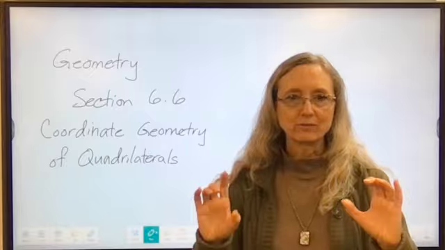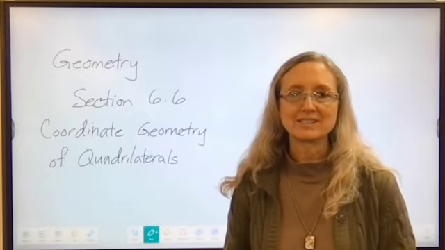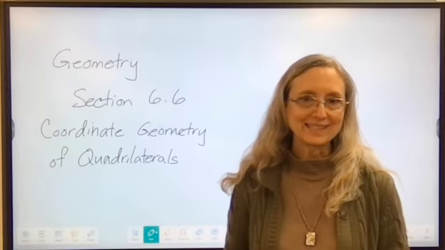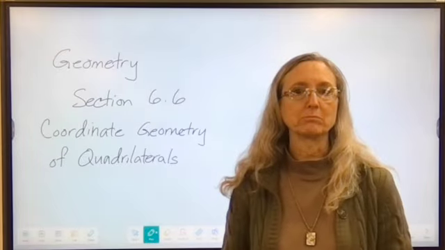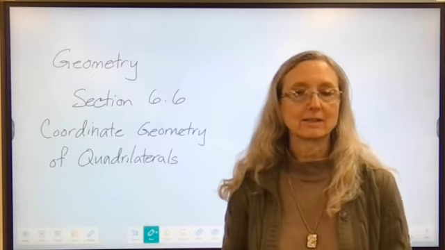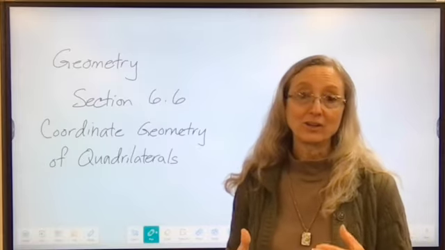We're going to give ordered pairs for its vertices, and we're going to try to figure out, well, what kind of quadrilateral is this? Is it a parallelogram? Is it a rectangle? Is it a rhombus? Is it a kite? What is it? By looking at it on a graph.